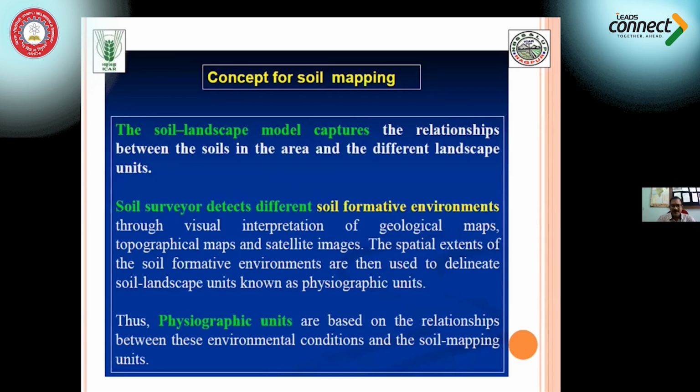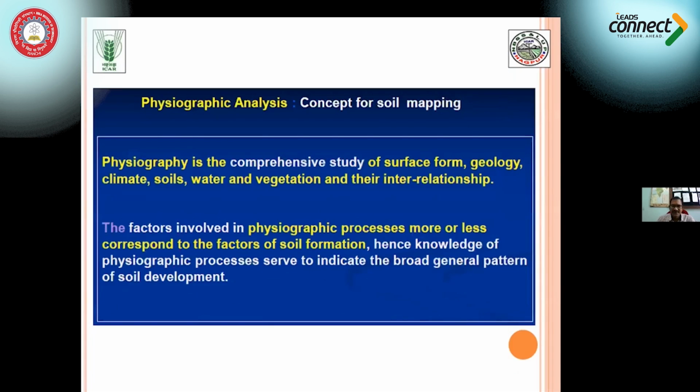So accordingly, when the surveyor moves to the field, he detects different soil formative environments through visual interpretation of geological maps, topographical maps, and satellite images. The spatial extent of the soil formative environments is then used to delineate the landforms, and those landforms are further useful in physiographic unit delineation. The physiographic units are based on the relationship between the environmental conditions and the soil mapping units. Physiography is nothing but the comprehensive study of surface form, geology, climate, soils, water, and vegetation, and their interrelationship and interactions. These are the factors involved in the physiographic processes.